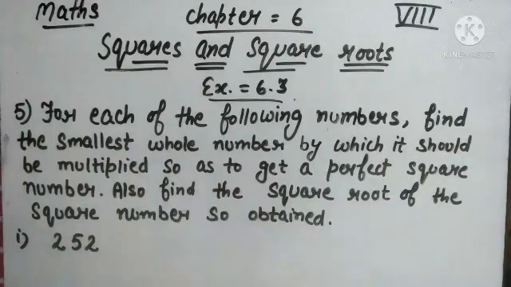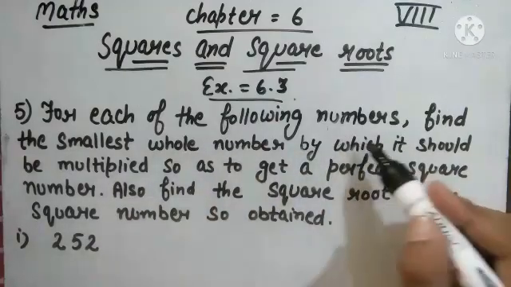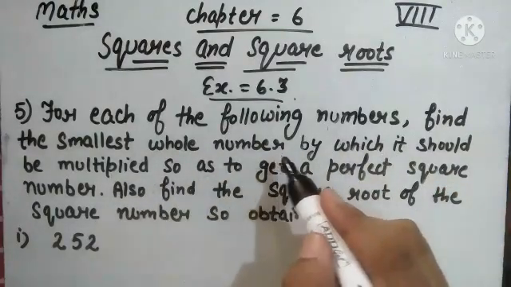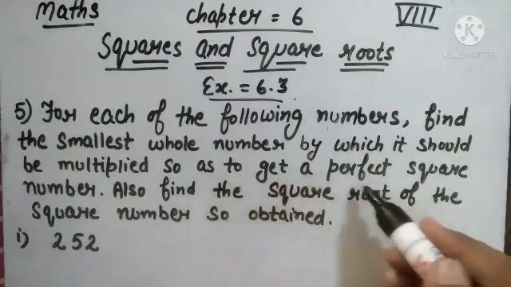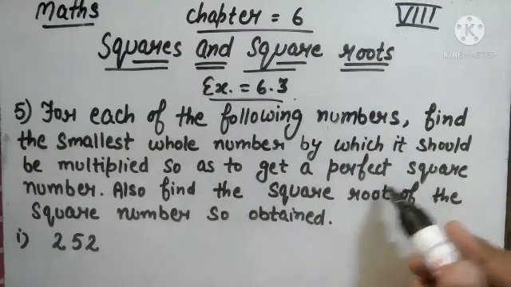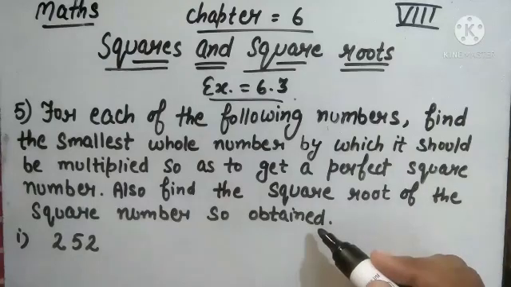So now let's solve the fifth sum of exercise 6.3. Its statement is, for each of the following numbers, find the smallest whole number by which it should be multiplied so as to get a perfect square number. Also find the square root of the square number so obtained.